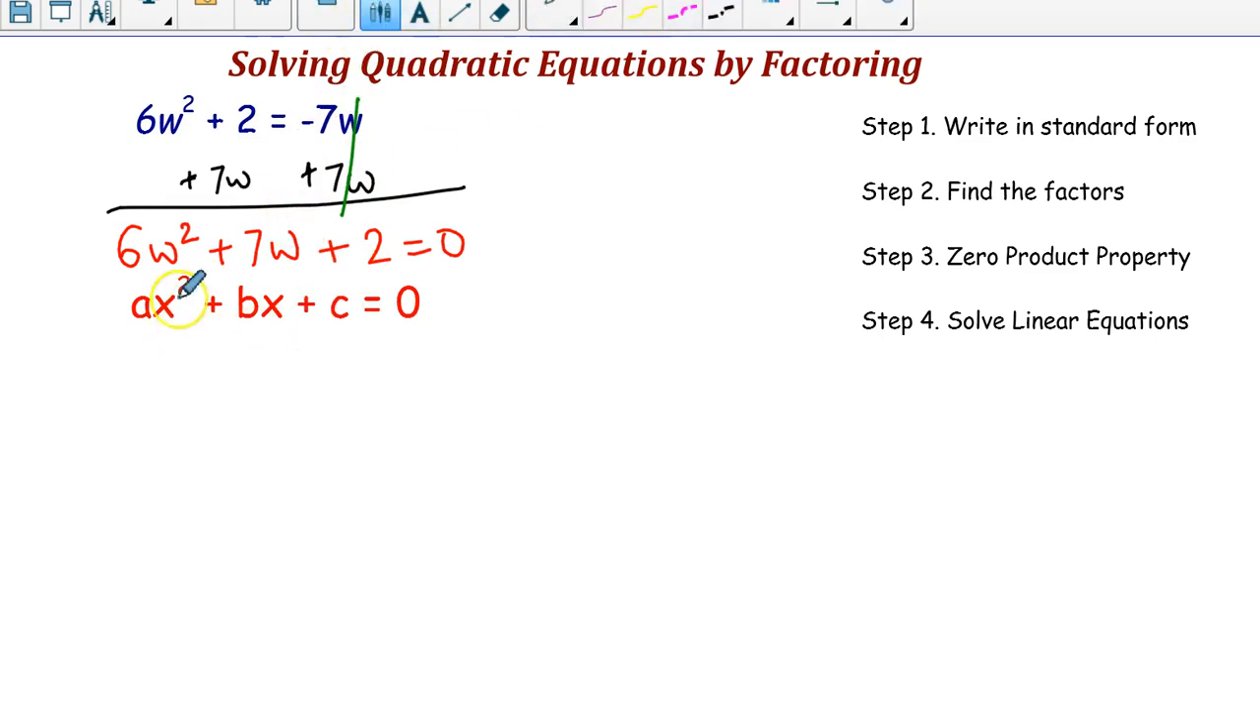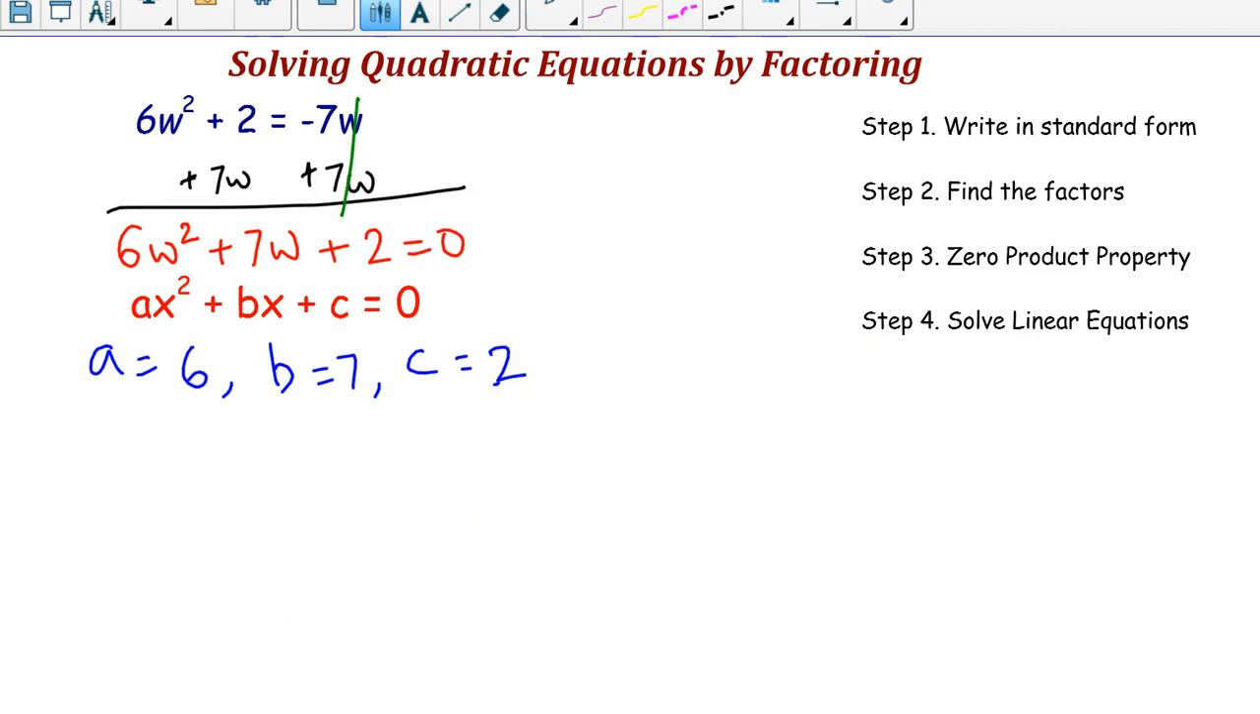So go ahead and find the values of a, b and c. What is your a now? A is matching with 6. A is equal to 6. B is equal to 7. And c is equal to 2. Okay. So after writing in the standard form, I identify my values of a, b and c so that I can go find the factors, right?